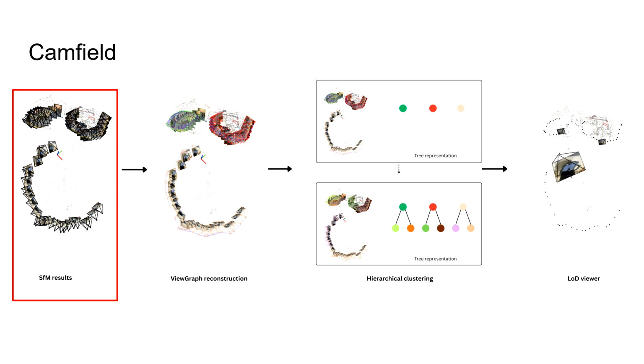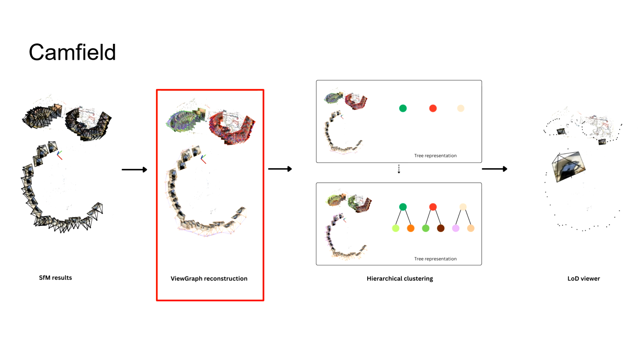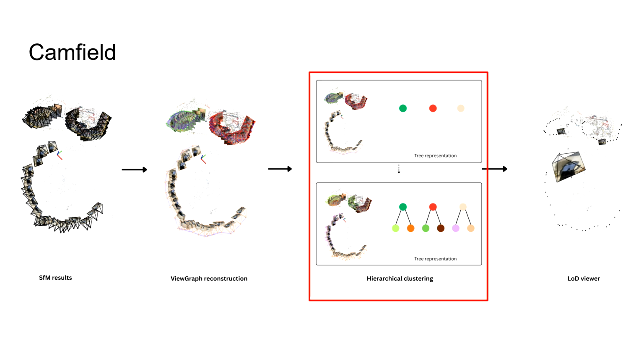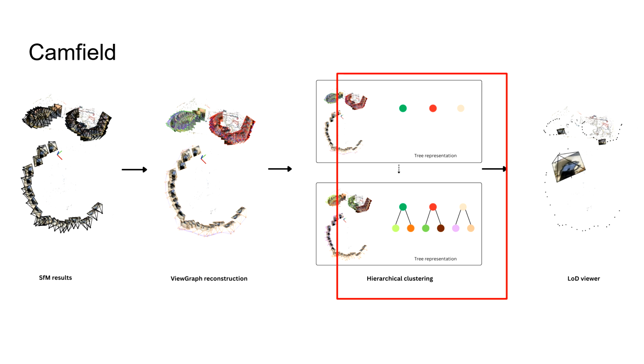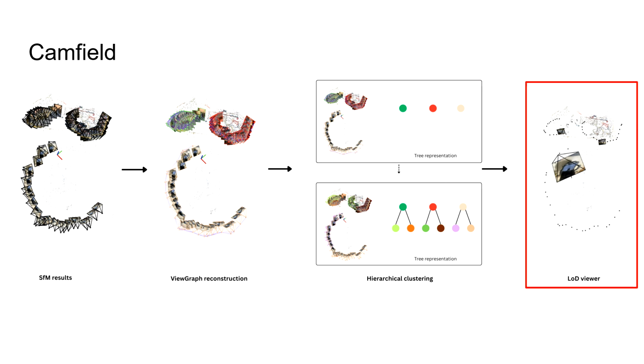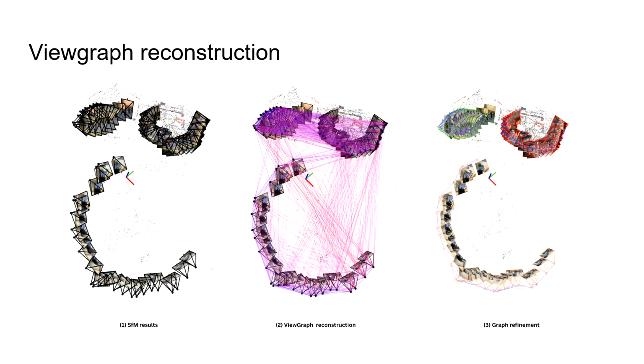Our pipeline starts from SfM results that include camera poses and sparse points. We construct the camera view graph via co-visibility, perform hierarchical clustering to obtain a multi-level hierarchy, and visualize it in an LOD viewer that highlights few relevant cameras. We will break down the details of each step, starting from view graph construction.